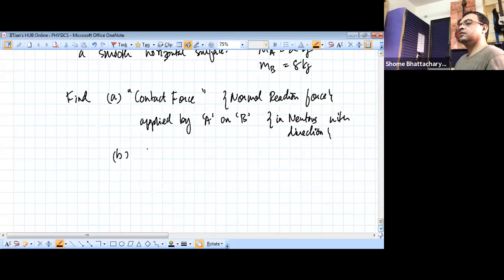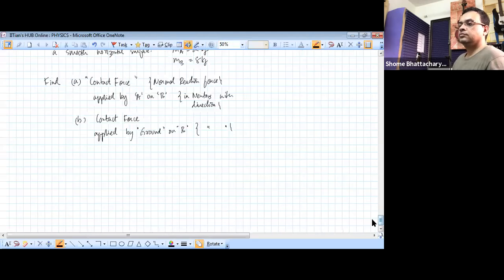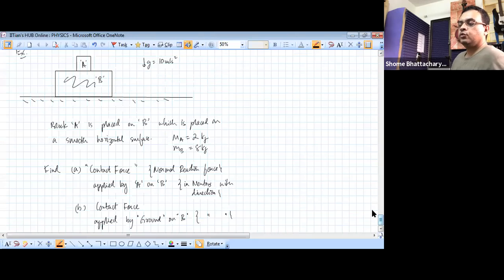Then again, the contact force applied by the ground on B, again in newtons with the direction indicated. So just try out this concept, this question here. You have to just understand the concept of action-reaction principle. Once you apply that over here, you will understand how to solve each of these parts.